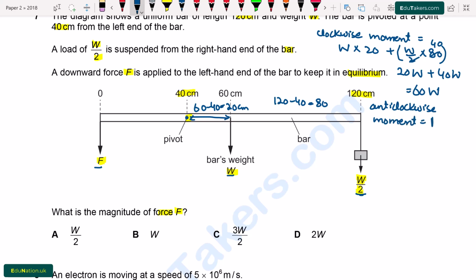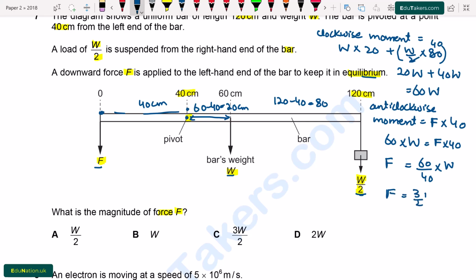It will be equal to F multiplied by this distance from this point to the pivot. So this distance is basically equal to 40 centimeter. So I multiply it with 40. Now both of these moments should be equal because here it is in equilibrium. So I write here 60 multiplied by W is equal to F multiplied by 40. So force will be equal to 60 over 40 multiplied by W. So force will be 3 over 2 W.